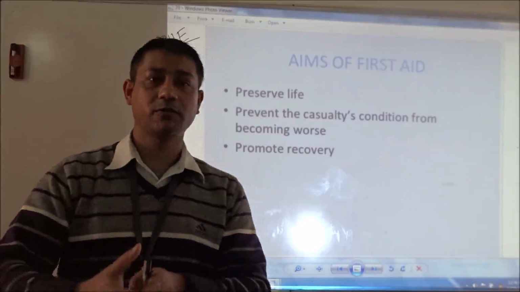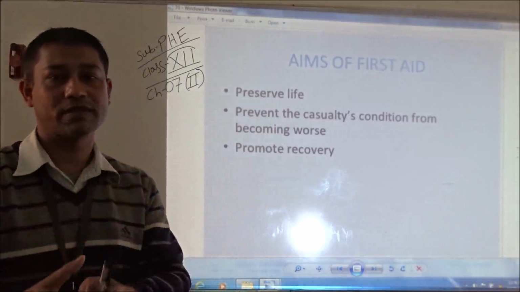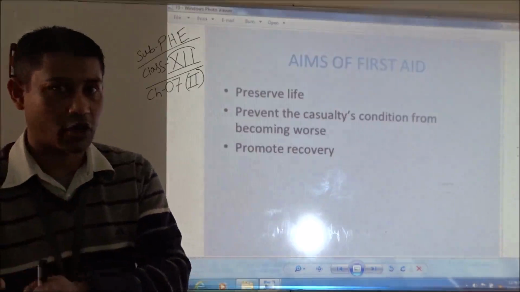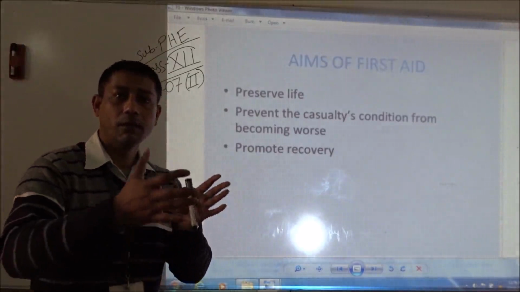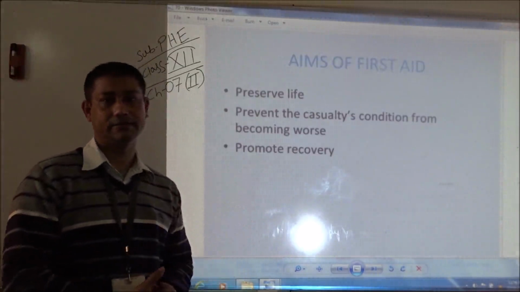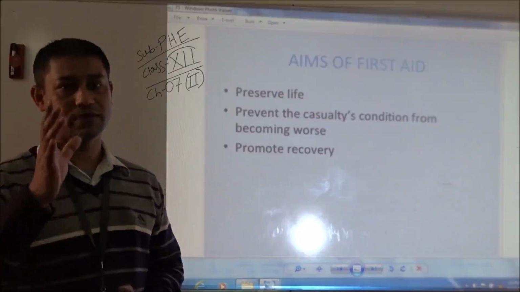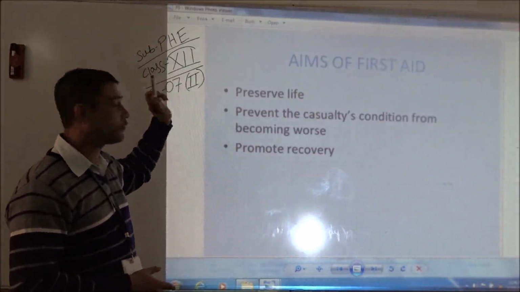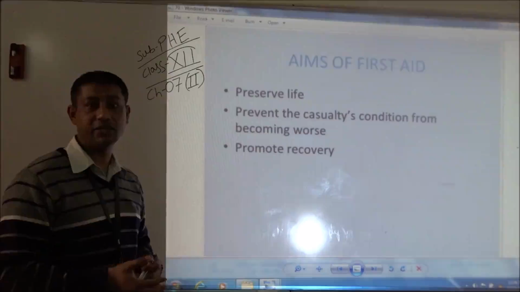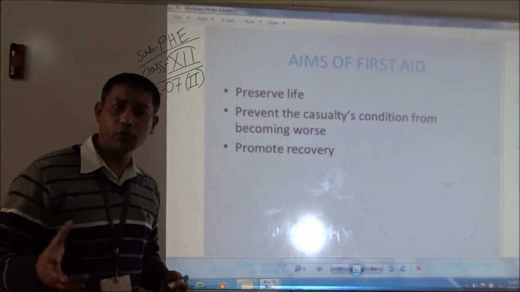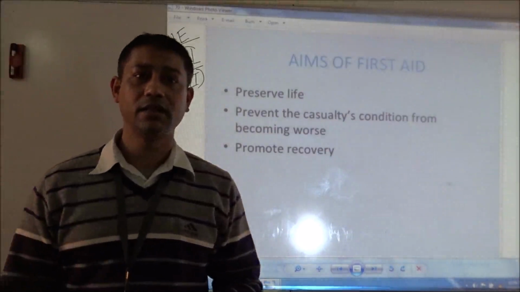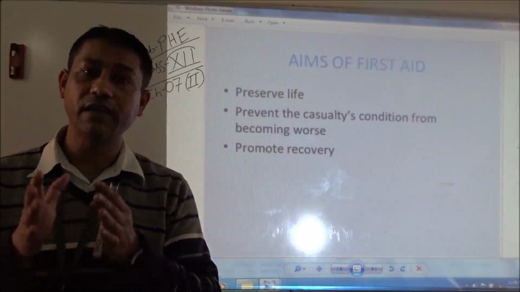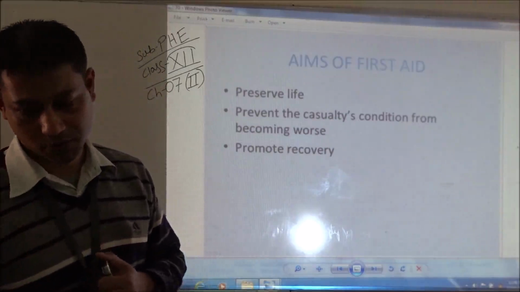As soon as possible, the injured sports person should be taken to the nearest hospital, or medical assistance should be provided to the injured sports person. So these three, that is, preserve life, prevent deterioration of the injury, and promote recovery. Whatever first aid they give, it should have the objective of giving recovery to the injured sports person.